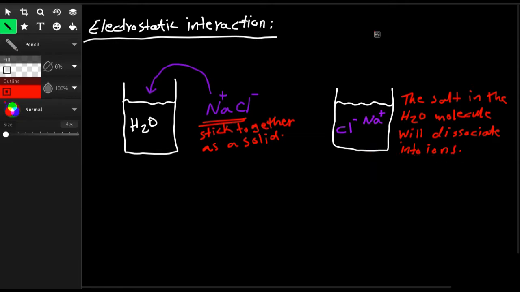So basically what is happening is the water shields the ion charges. So even though the sodium has a positive charge and the water has a negative charge, the water surrounds the charge and it gets shielded.